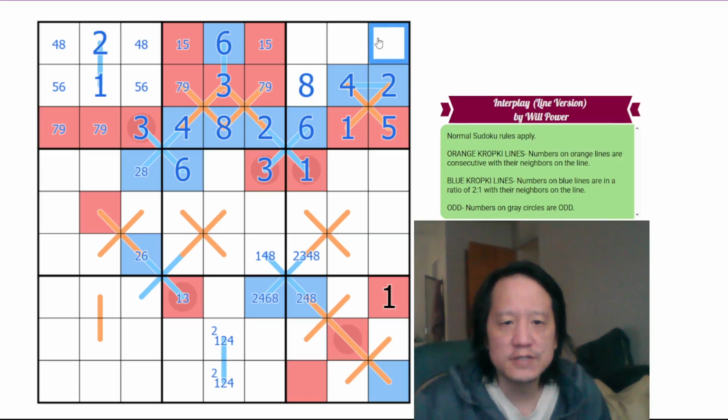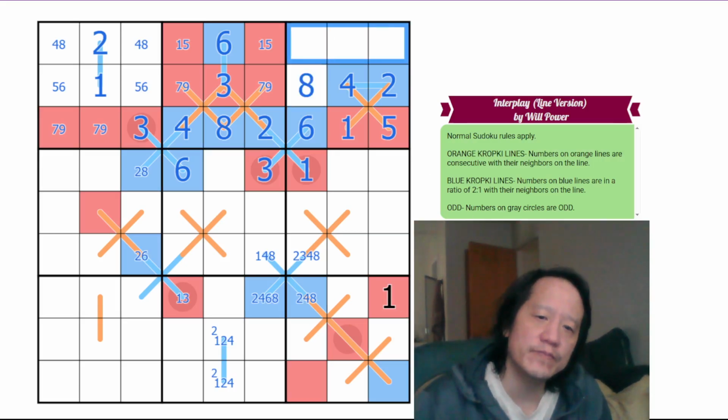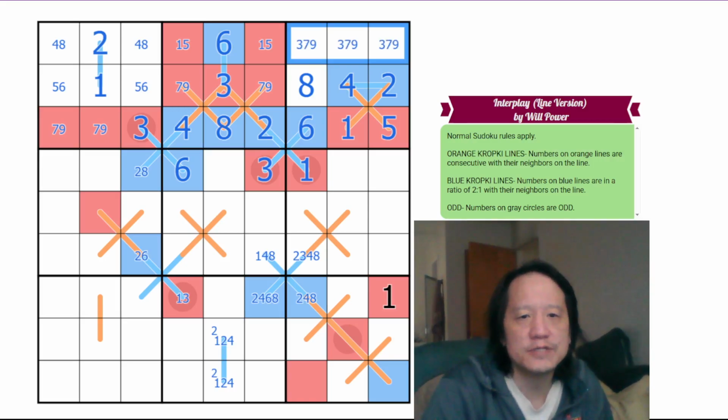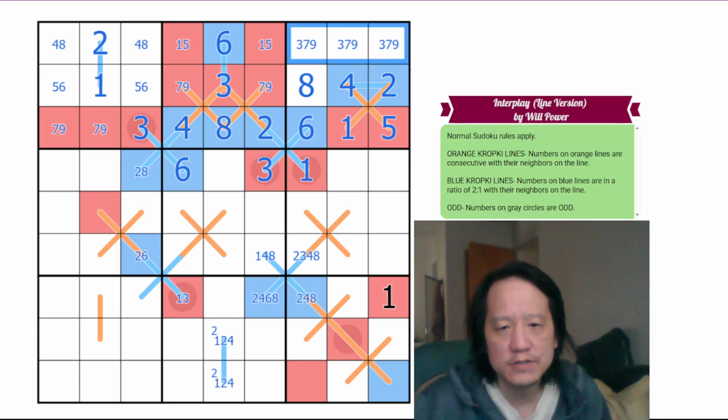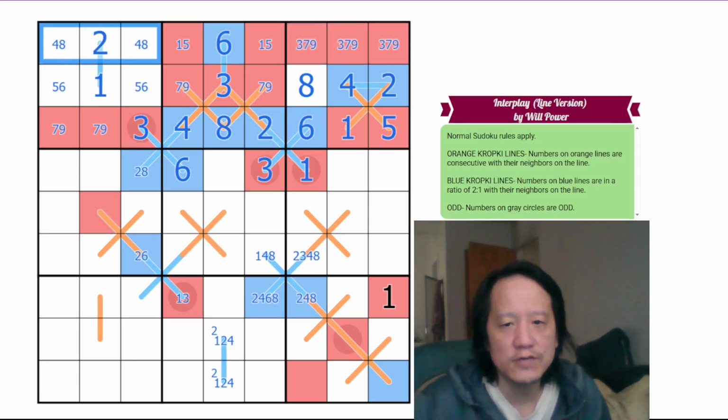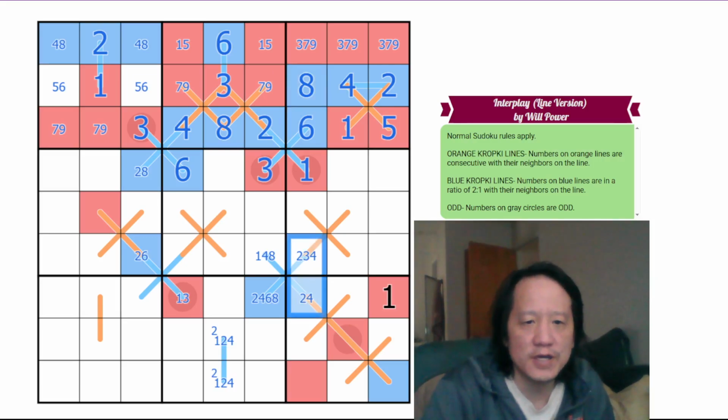That leaves this as what? No, 3, 7, and 9. So 3, 7, and 9 are here. That means all of these are odd. Interesting. All of these are even. This is obviously odd. This is even. This 8 eliminates 8 from the rest of the columns. So this cannot be 8.